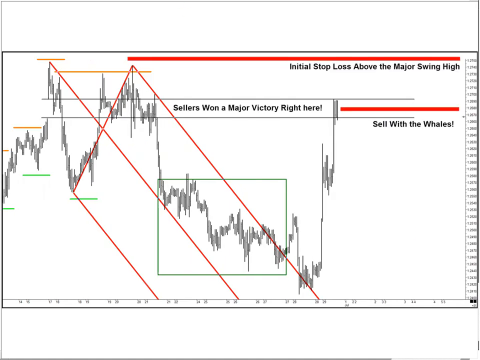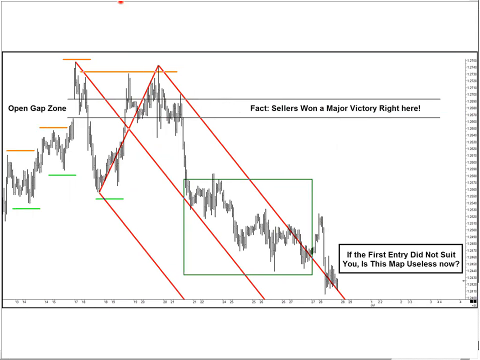Here we go. If you've given up on here, if you want to do a modified shift, if you want to do a warning line, if you want to hit redraw, you missed the whole point. The sellers won a major victory right here. This is the fact. Let's go back again. Fact. Just the facts, Jack, as Shane would say. The sellers won a major victory right here. You don't need to know anything else.